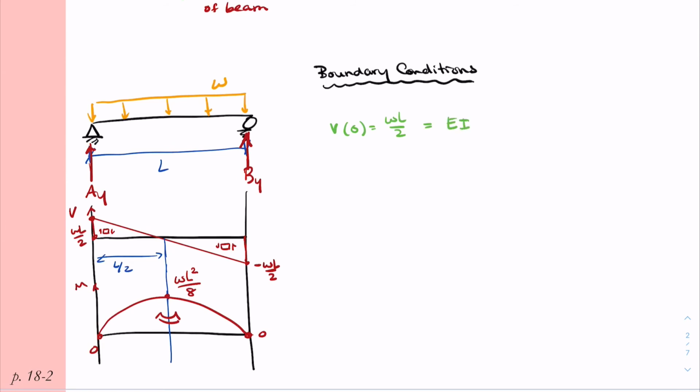So the first one we can take is looking at the shear diagram. V of 0 is omega L over 2. So that means EI y triple prime of 0 is also omega L over 2. We can also look at the moment. The moment at A at the beginning there is 0. So M of 0 equals 0. And so that translates to EI y double prime of 0 equals 0.